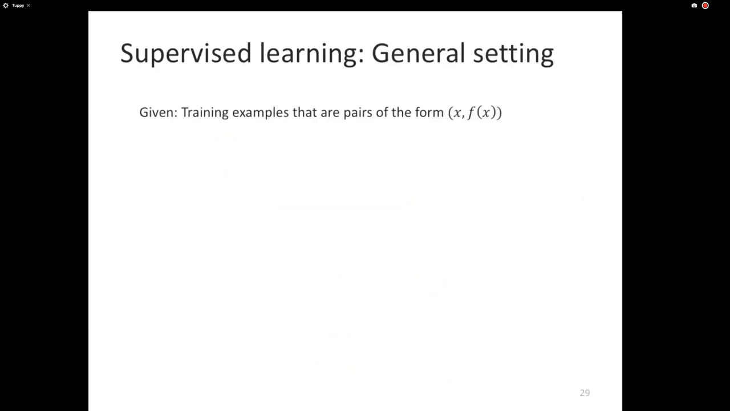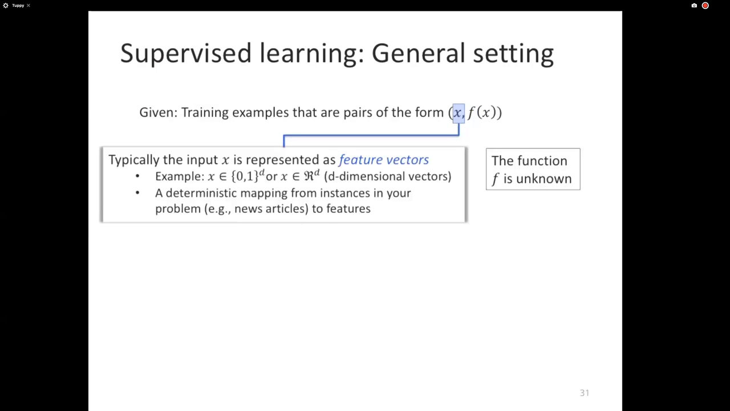So let me abstract everything that I said. I'm going to repeat the same thing, but use more mathematical notation. We have training examples that are pairs of the form x, f of x. Here, f is an unknown function, the function that we hope to learn. x, of course, is a training example. x is an input that comes out of the instance space. And typically x is represented as feature vectors.